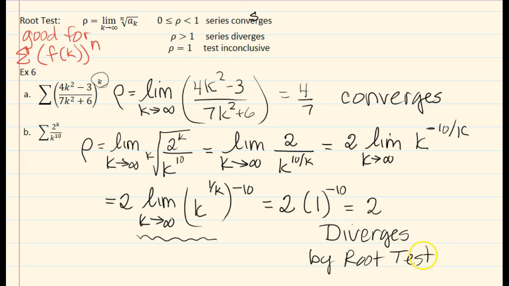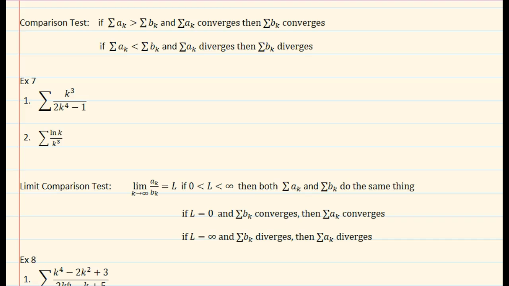The last two tests that I want to talk about are the comparison test and the limit comparison test. One figure that might help you realize what these two tests are doing is this: if you have a series that converges, and we'll call that A of k, and you find something smaller, then it must also converge. Now, if you find something bigger, we don't know. It could either converge or diverge.